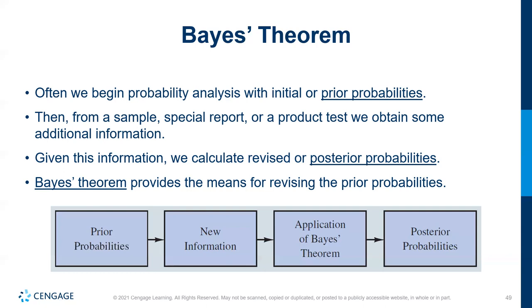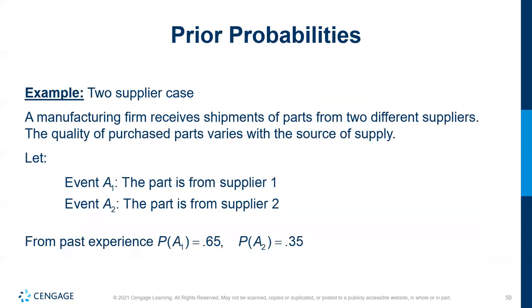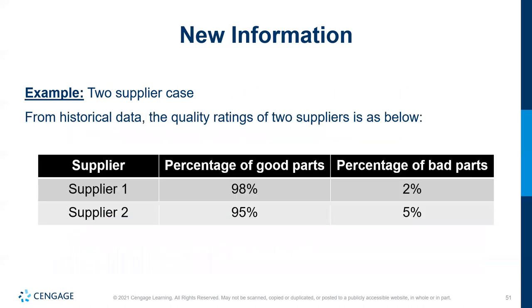So in other words, let's just look at it. A manufacturing firm receives shipment of parts from two different suppliers, and the quality of the purchased parts varies from the source of supply. So event A1 is the parts from supplier one, A2 is from supplier two. From our past experience, the probability of A1 is 0.65 and A2 is 0.35. But based on that historical data, we also find that supplier one gives us 90% good parts, and supplier two gives us 95% good parts.